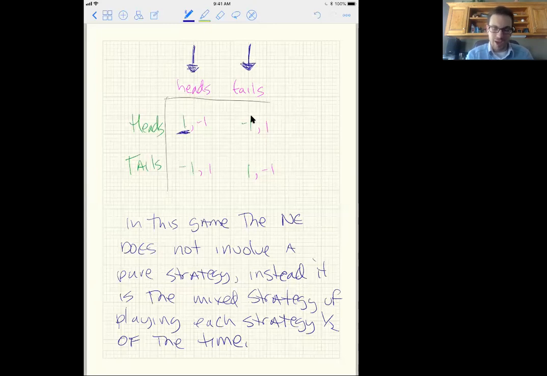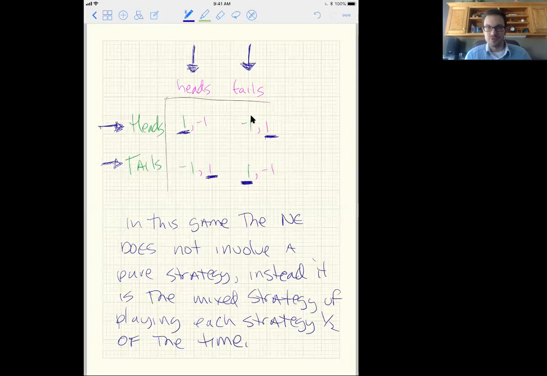Suppose column player is choosing tails. What does row player want to do? Well, if column player has selected tails, row player wins by selecting tails, and loses one by selecting heads. So row player's best response to heads is heads, and row player's best response to tails is tails. Suppose row player has chosen heads. What does column player want to do? Column player's best response is tails. And suppose row player chooses tails, what's column player's best response? It's heads.